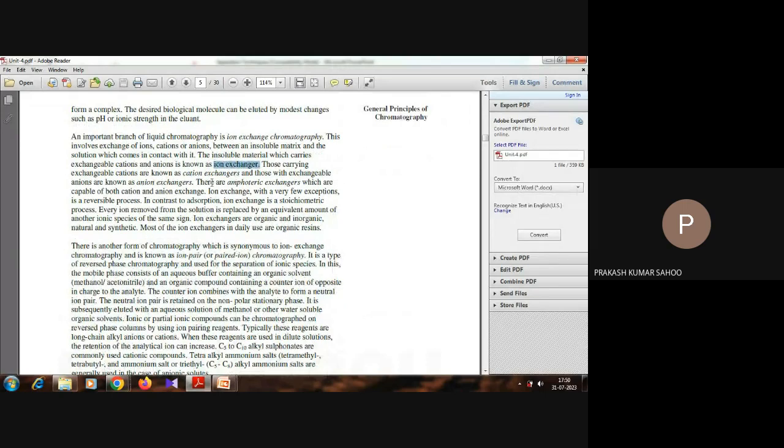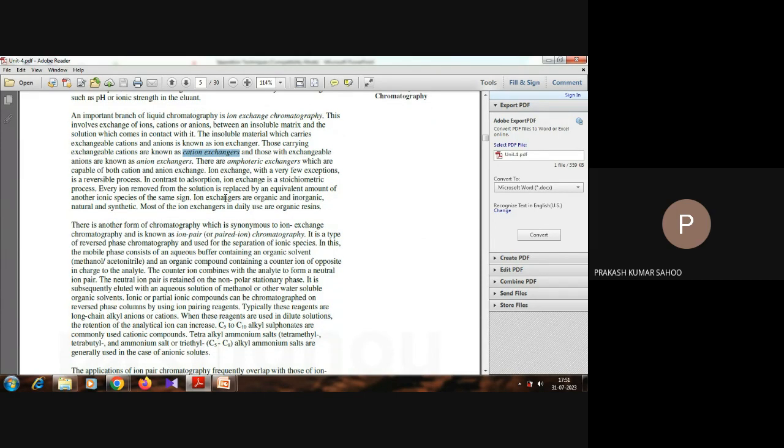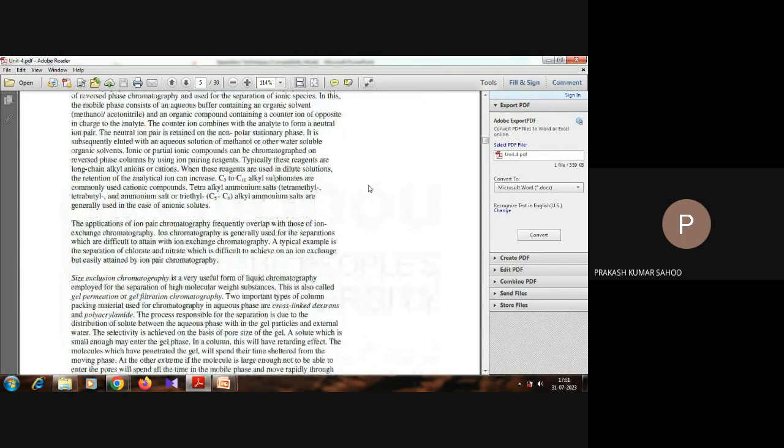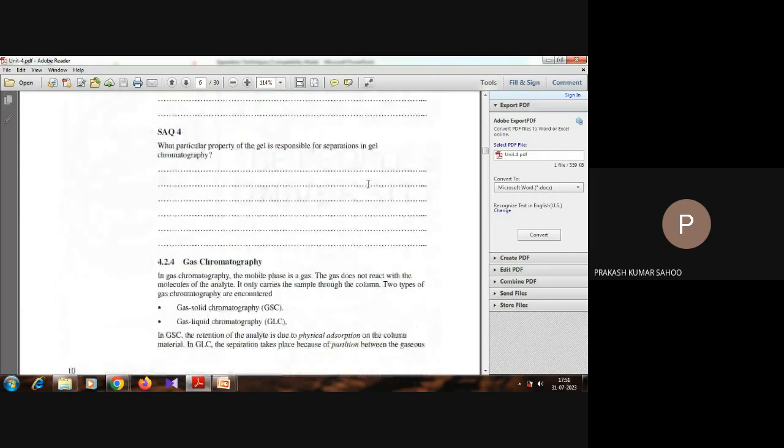Then we have the ion exchanger, where cations and anions get exchanged. If cation is exchanged, this is a cation exchanger, and if anion is exchanged, an anion exchanger. There are amphoteric exchangers which are capable of both cation and anion exchange. Ion exchange, with very few exceptions, is a reversible process. As I already told you in the last class, this ion exchange phenomenon is reversible. Every ion removed from the solution is replaced by an equivalent amount of another ion species of the same sign. There is another form of chromatography which is synonymous to ion exchange chromatography and is known as ion pair chromatography. Just go through these things. These are very, very fundamental. Then one by one we will discuss.